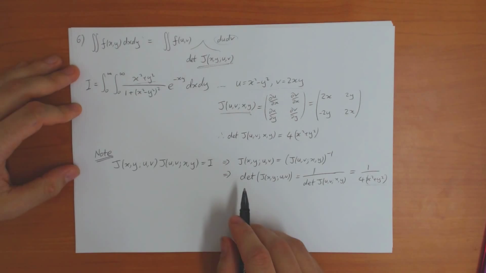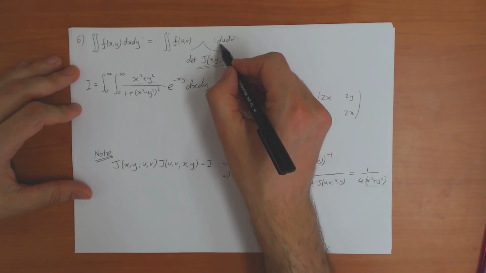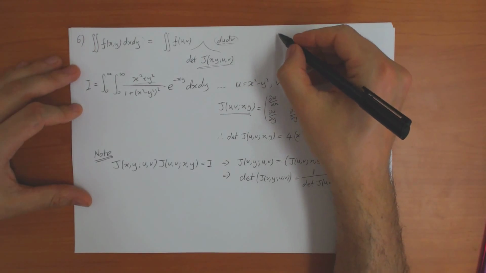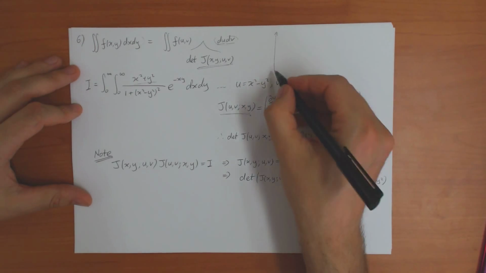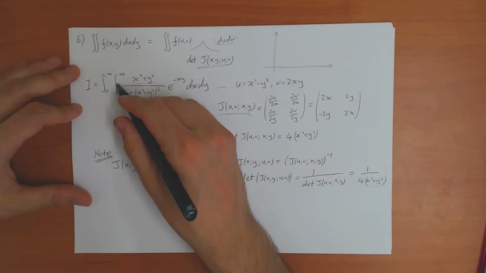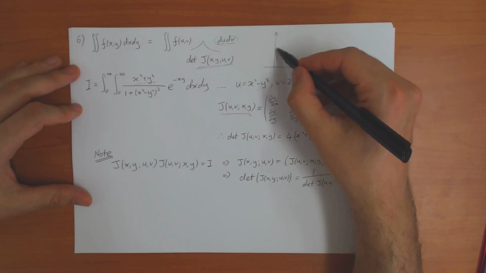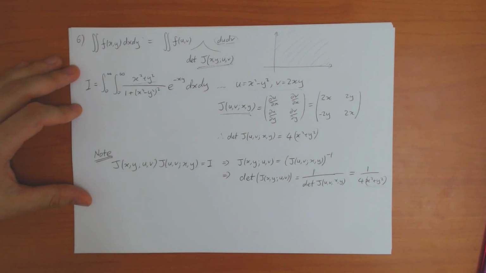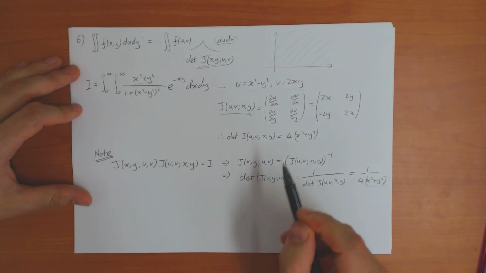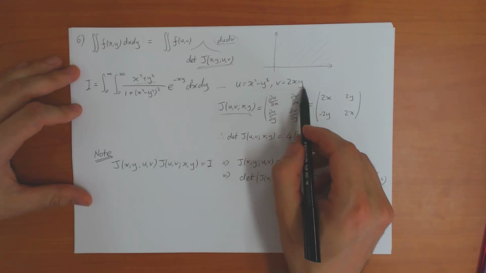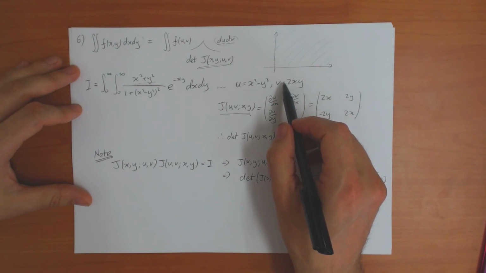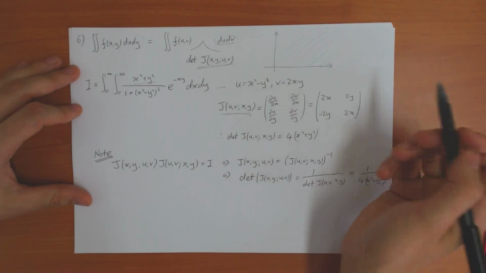Okay, so the only other thing which is tricky is we have to think about what values we should put for u and v here. So if you think about what this looks like, x and y are going from 0 to infinity, so that means you're integrating this quarter of the plane here. So what values of u and v should be taken there as x goes from 0 to infinity and y goes from 0 to infinity?